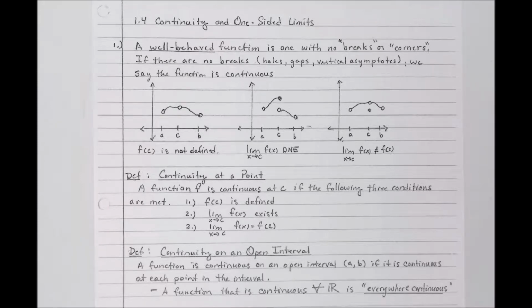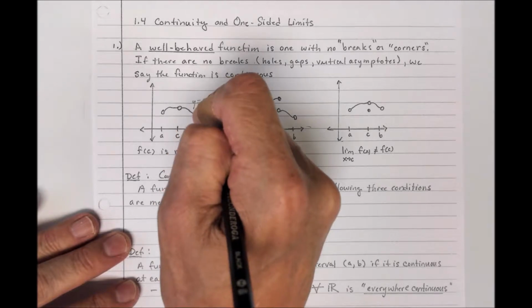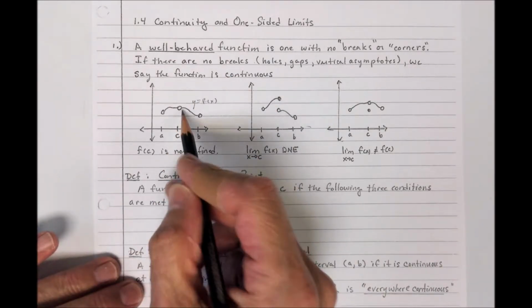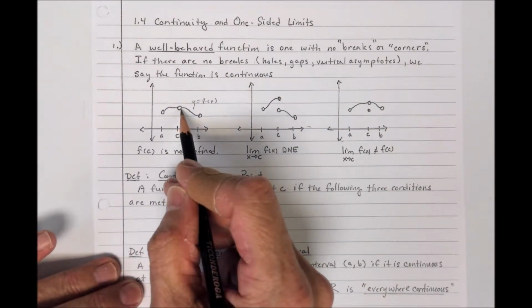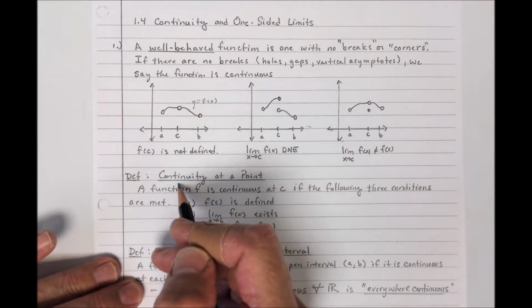Now, with that in mind, I want to look at these three possibilities as far as what can happen with a function at a particular value. The function is y equals f of x. Here, I'll write that down. y equals f of x. And we say that f of c is not defined here. So you would see, hey, there's a hole in the graph. This is not continuous at x equals c because there's a hole there.